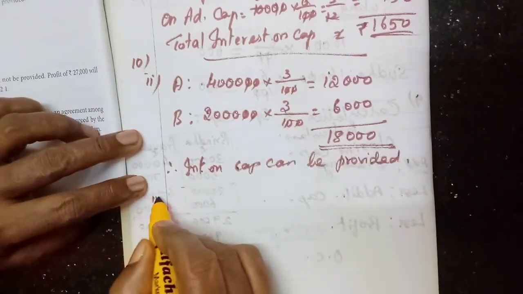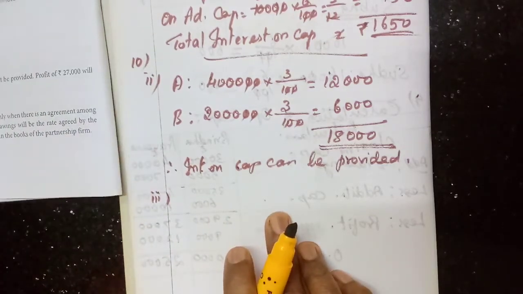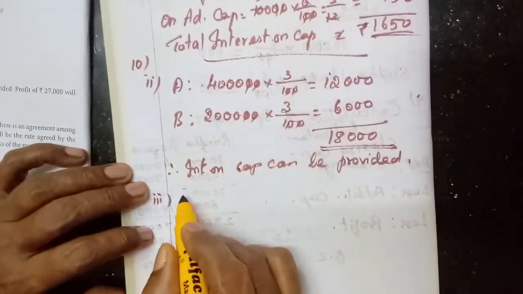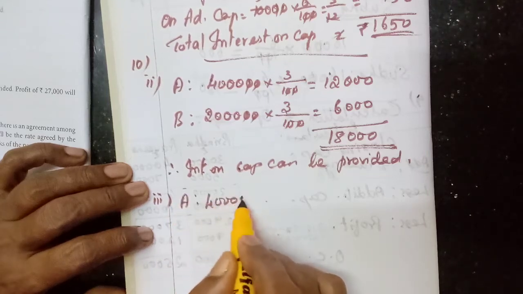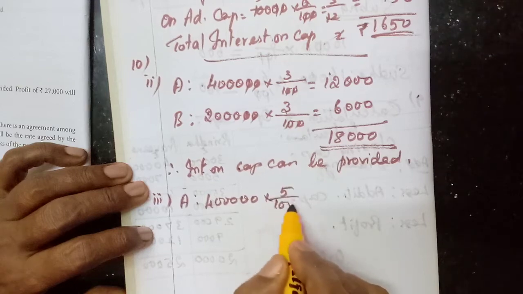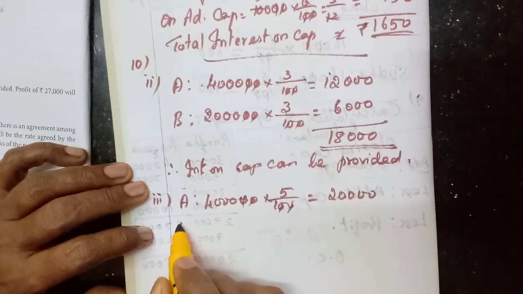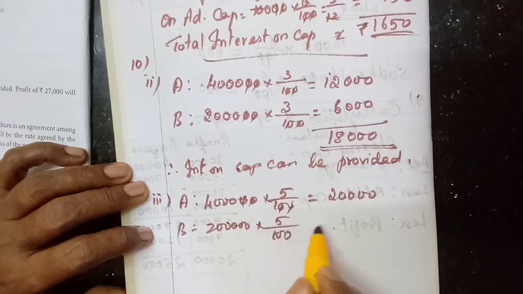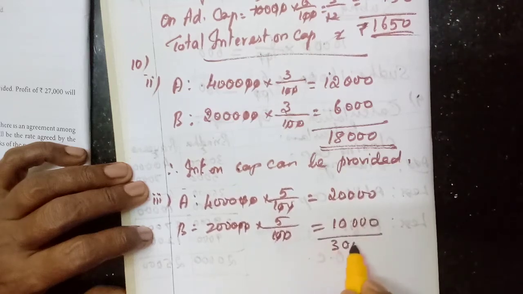Now the third one we will see. What is the question? If the partnership deed allows interest on capital at 5% per annum, we have to calculate 5%. For A, 4 lakh into 5 by 100. 4 5s are 20, that is 20,000. For B, 2 lakh at 5%: 2 5s are 10, that is 10,000. So totally we are getting 30,000.